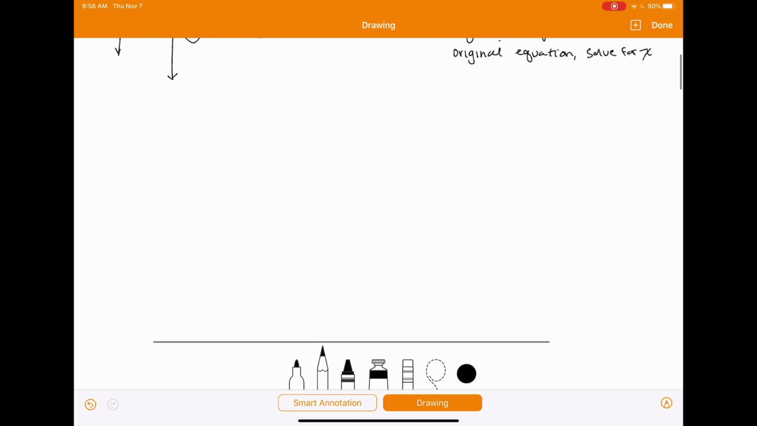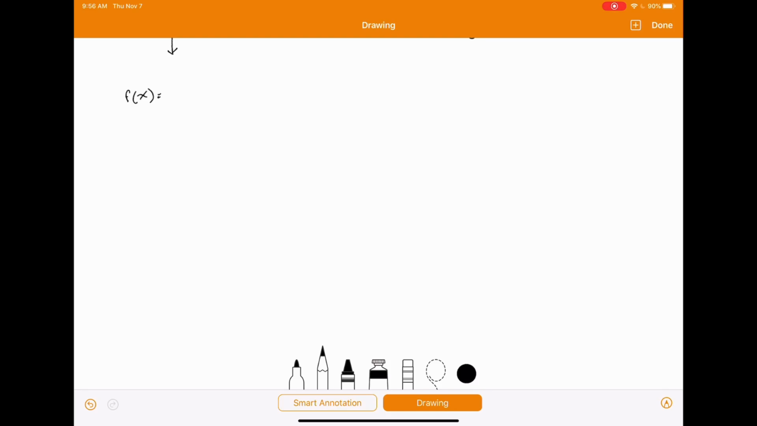All right, so let's look at an example here. If we've got the function f of x equals x squared minus x minus 2, the first thing you want to do is plug in 0 for y, or in this case f of x, because f of x replaces y. So 0 equals x squared minus x minus 2. And now we've got to solve for x. So to do that, we're going to factor this equation.